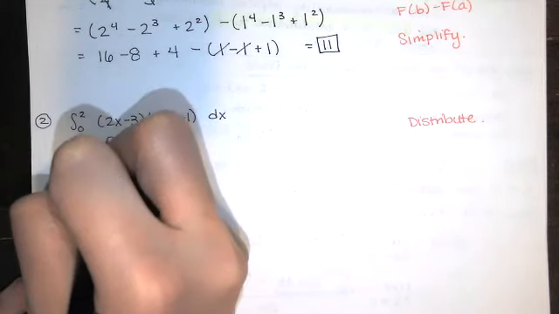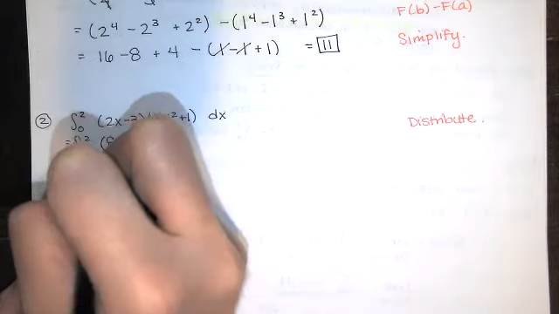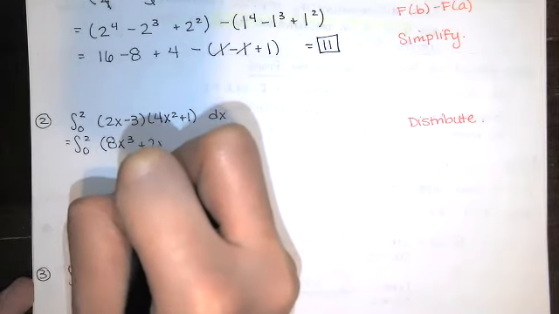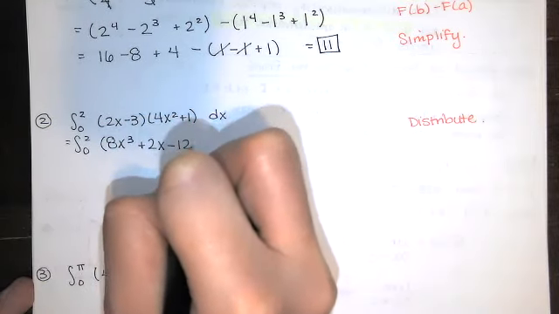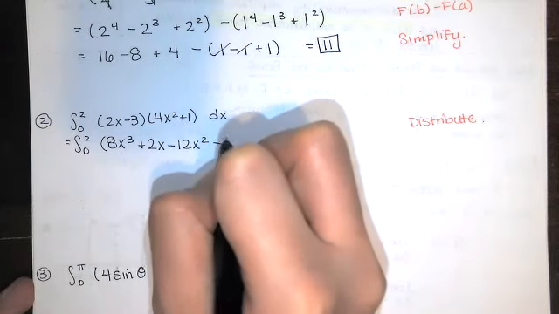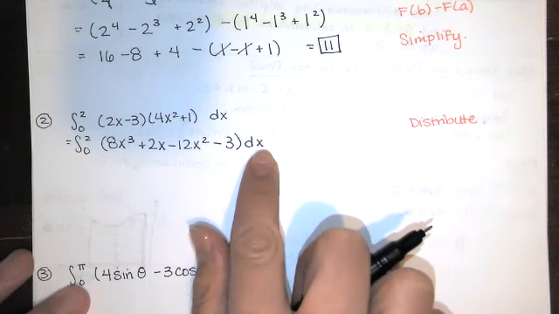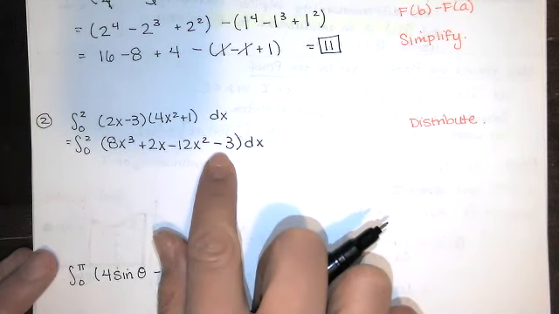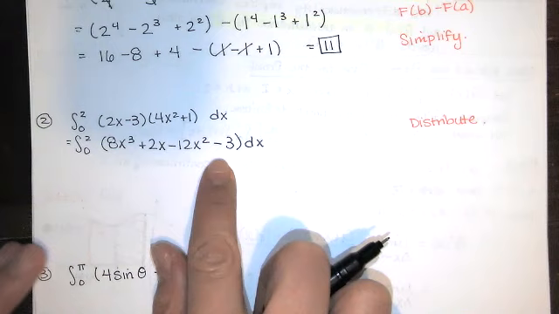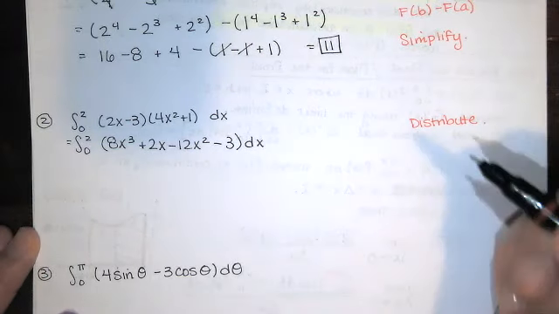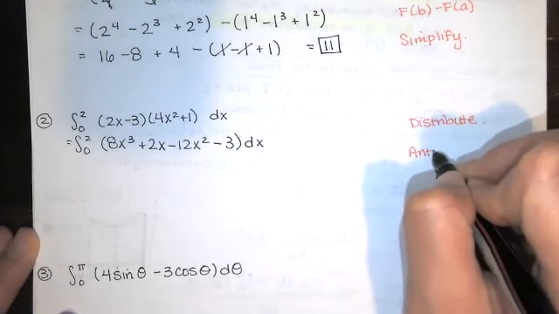First times first gives me an 8x cubed. Outer times outer is 2x. Inner times inner is negative 12x squared. Last times last is negative 3. And we're integrating with respect to x. Okay, now it looks like we're ready. We've got basic rules for all of these. So now we antidifferentiate.